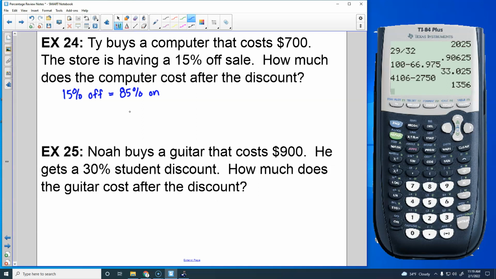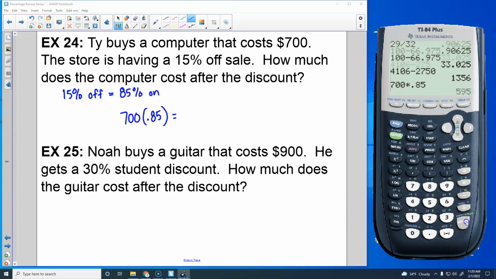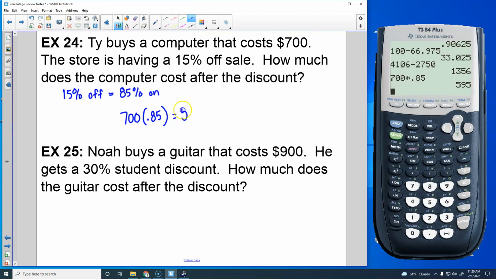We want to find a percent of something. What do we have to do? Not subtract. We're going to multiply, right? So we're going to take 700 and multiply it by 0.85. This will find 85% of 700, right? So we'll do 700 times 0.85, and we'll get 595. And that seems about right. Okay, questions?